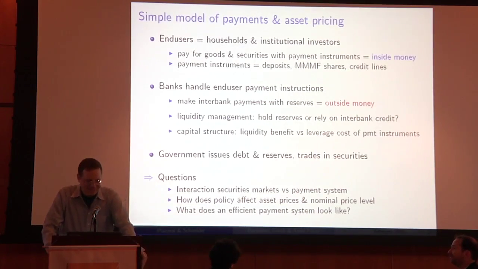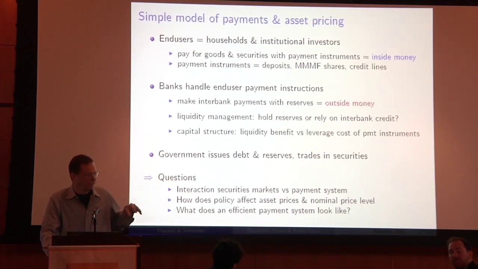The rest is a stylized model of the payment system that has these two layers. There's end users, households and institutional investors, who pay for goods and securities with payment instruments, which we broadly call inside money. And here what we have in mind is payment instruments like deposits and money market fund shares that one invests in, but also credit lines that one arranges with intermediaries. And then there is a bank layer where banks handle these end user payment instructions, and they make interbank payments with reserves, that's the outside money. In our model, there is no currency.